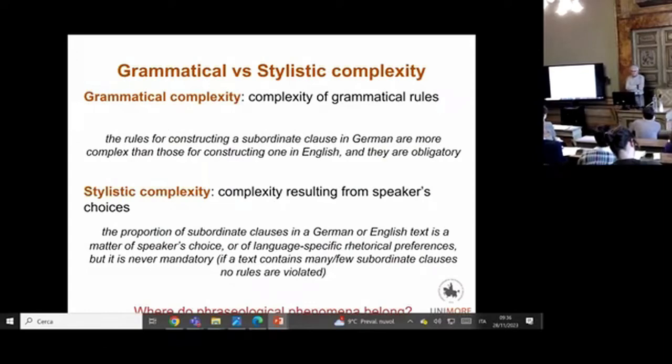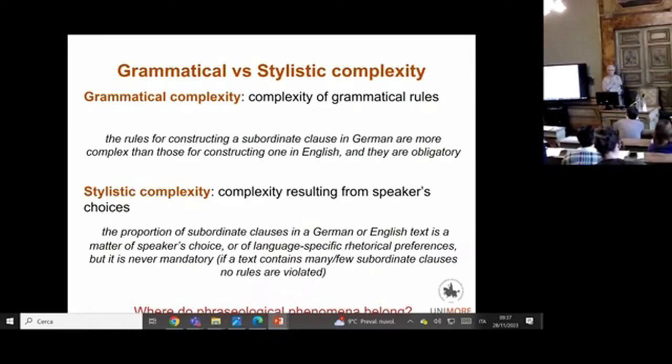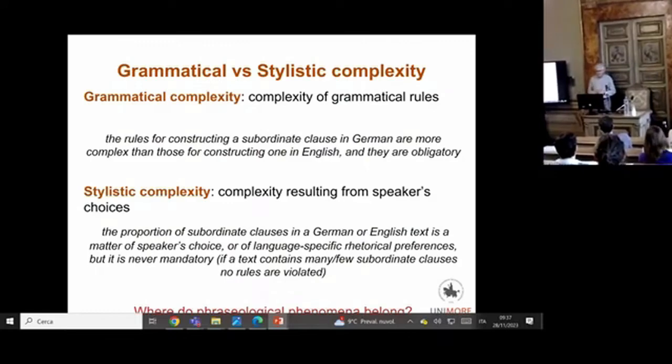And finally, I propose to differentiate between grammatical and stylistic complexity. Grammatical complexity, using very traditional terminology, whether you like the term or not, has to do with the complexity of grammatical rules. It's obligatory complexity. It's a complexity that you have to follow if you want to speak and write grammatically. So, for example, the rules for constructing subordinate clauses in German are more complex, so they imply a higher number of constraints and obligations, than for English. And this is obligatory. So if you want to make a correct German subordinate clause, you have to abide by those rules. Whereas stylistic complexity has to do with preferences.